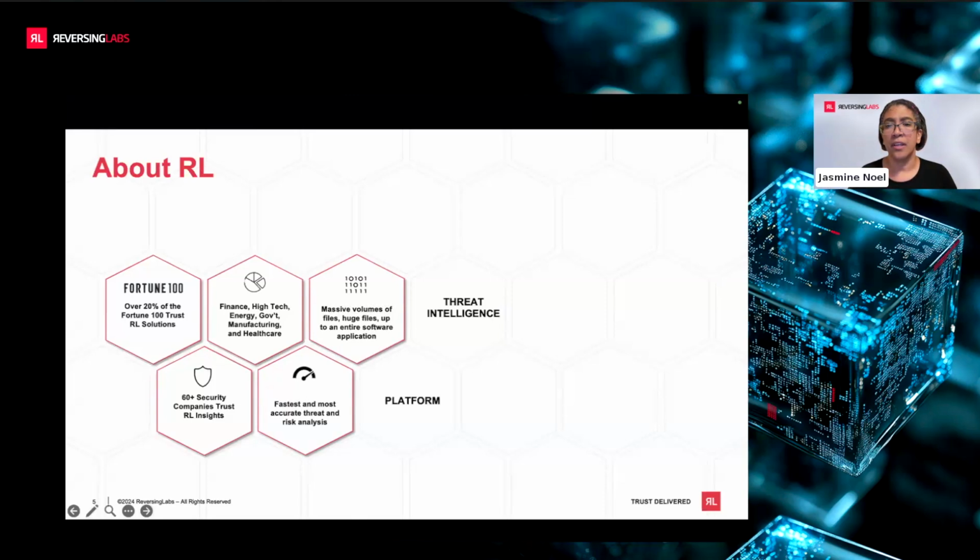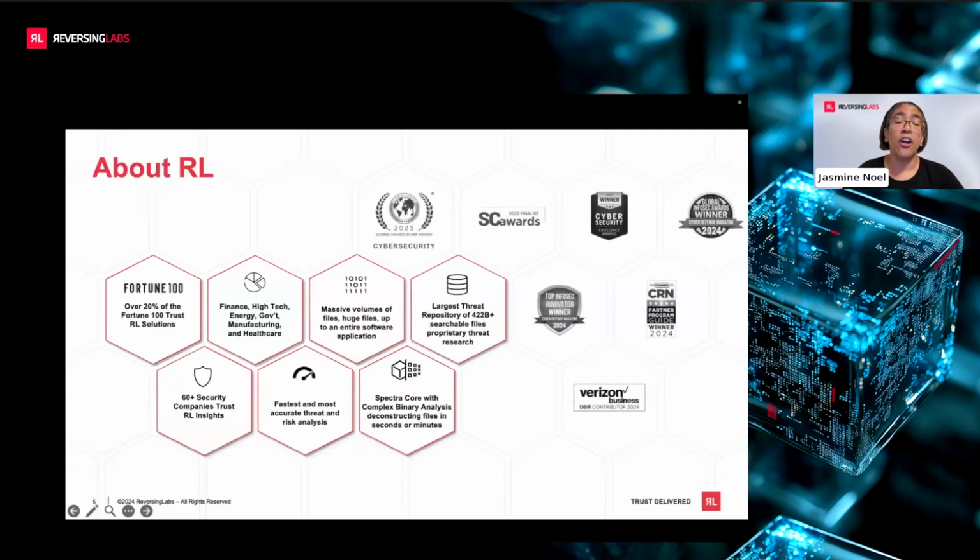Our Spectra core is a binary analysis solution that deconstructs the files and does the analysis in minutes. We also have the largest threat repository in the world, and we also win lots of awards for our great products.